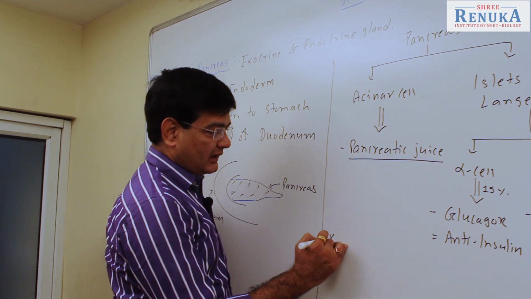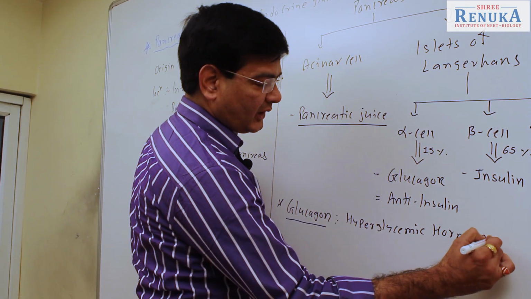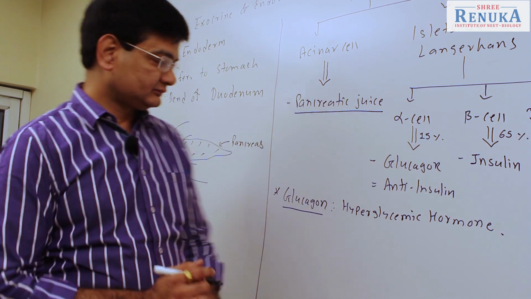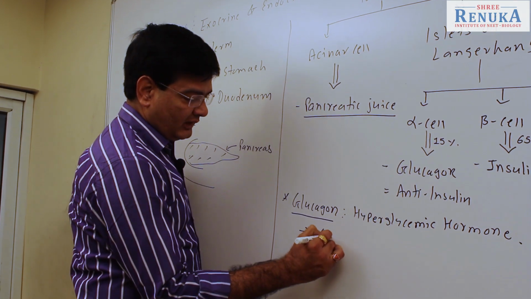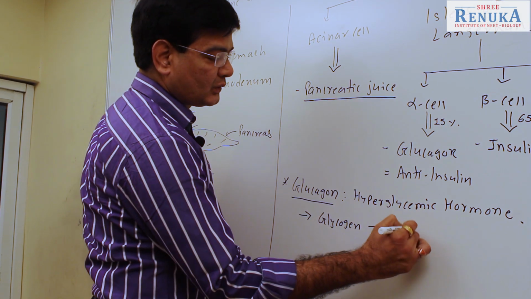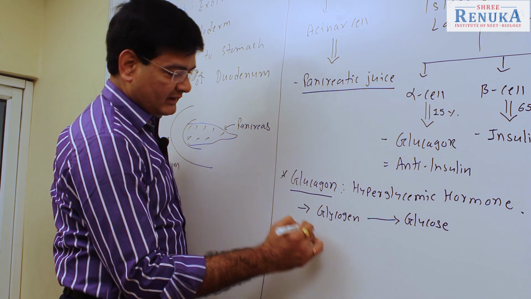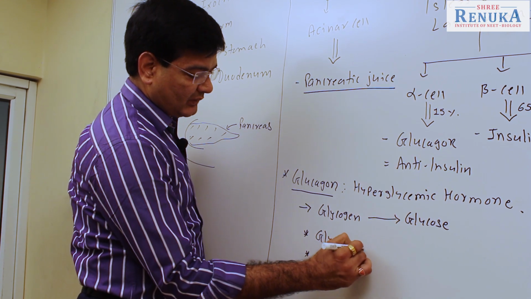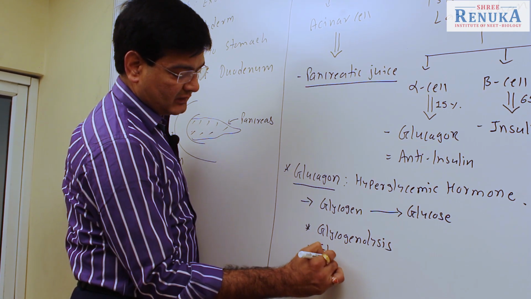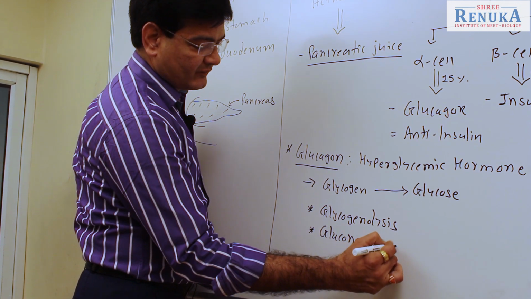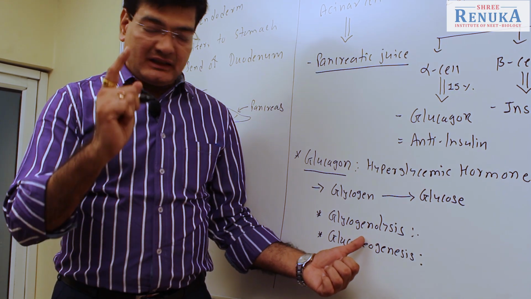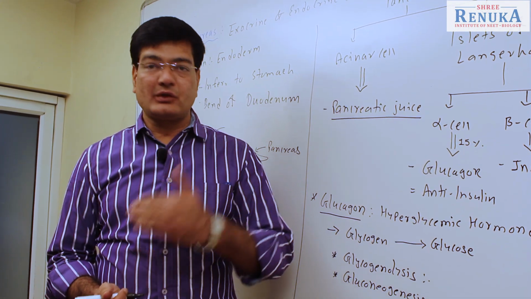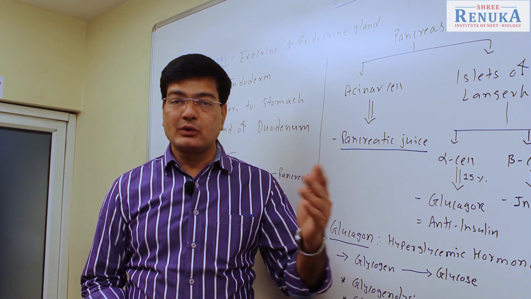Now, if we talk about the glucagon, glucagon is a hyperglycemic hormone, as it is concerned with increase in the glucose concentration in the blood. It converts glycogen to glucose, and that's why we can say glucagon is mainly concerned with two processes, that is glycogenolysis as well as gluconeogenesis. Glycogenolysis means the breakdown of glycogen to increase glucose in the blood. As glycogen is a polysaccharide, it is broken down into the monomer called glucose.